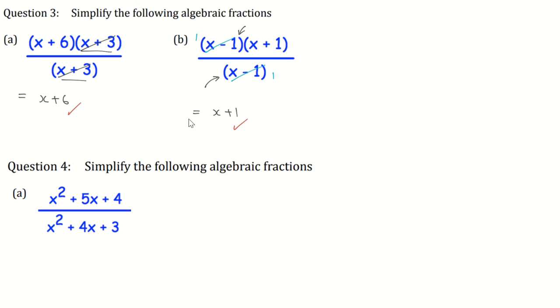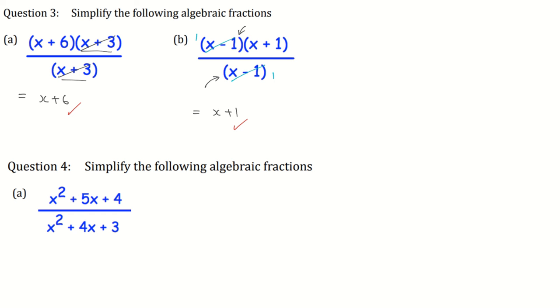Now we go on to the last question, question 4, which is the challenging type of question. Can I do this? I see x squared and x squared, so can I cancel each other out? No, I can't do that, because I can only cancel when there's a bracket or when there's times. I cannot cancel when there's a plus beside it, so I cannot do this.